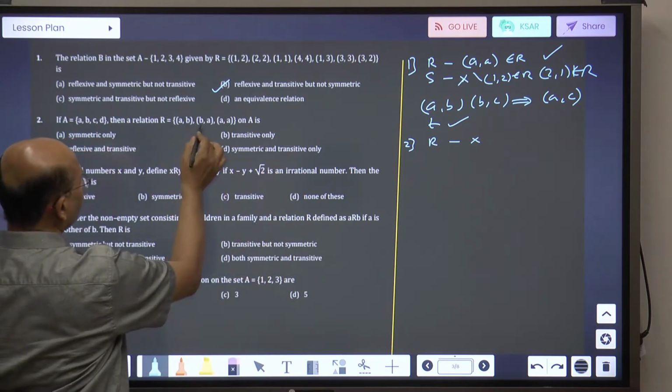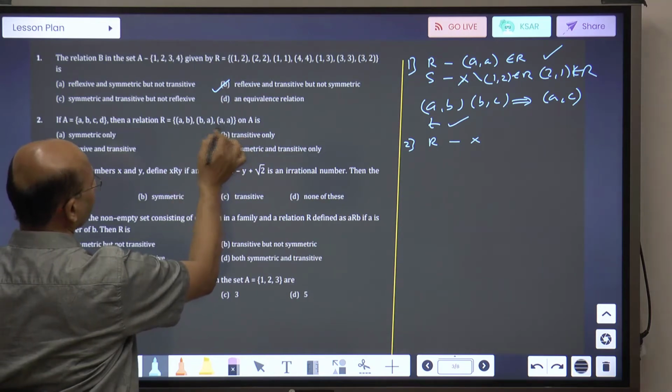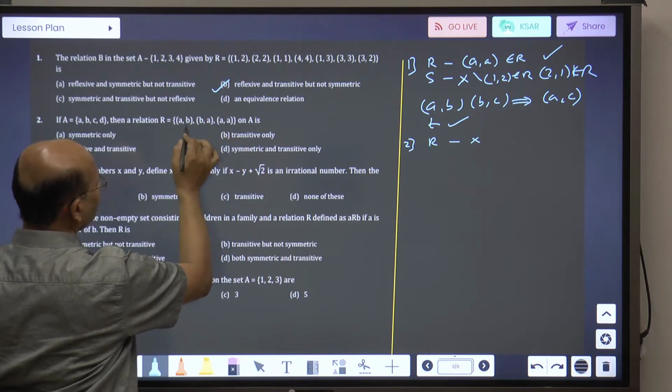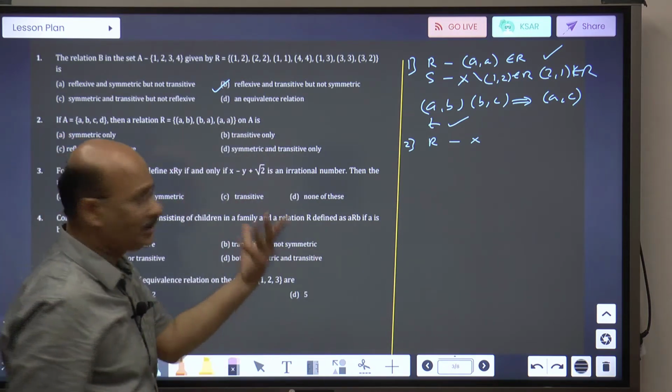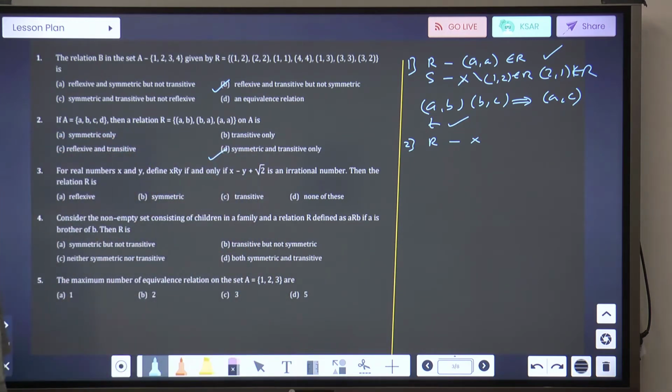AB is there, BA is there. AB, BC, AA is already there. BA is there, AA is there, so BA is already there. AA is there, AB is there, AB is there. I think transitive also works, so it is symmetric and transitive. So let me confirm, it is symmetric and transitive. I hope you are understanding what we are trying to work out. This is a very nice question, okay.